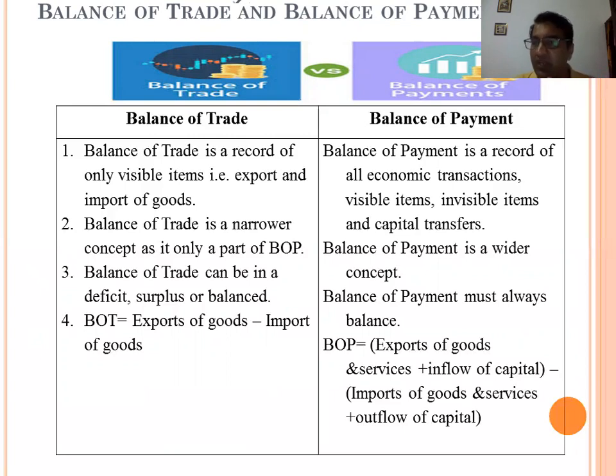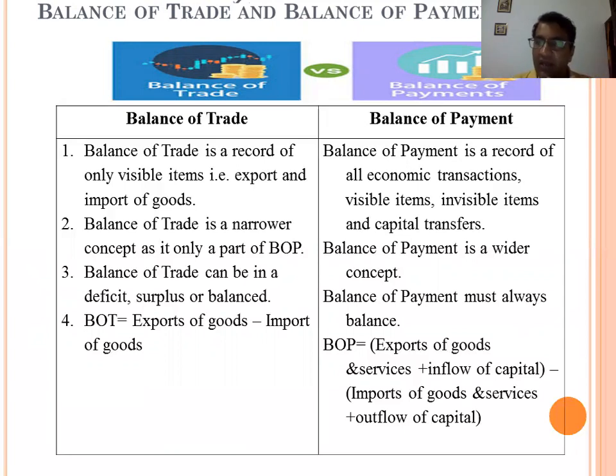The balance of payment is a record of all economic transactions, maybe visible items, invisible items, and capital transfers. The total is called the balance of payment. It means the balance of trade is a part of the balance of payment. Balance of trade is a narrow concept. It is only a part of BOP. And balance of payment is a wider concept.